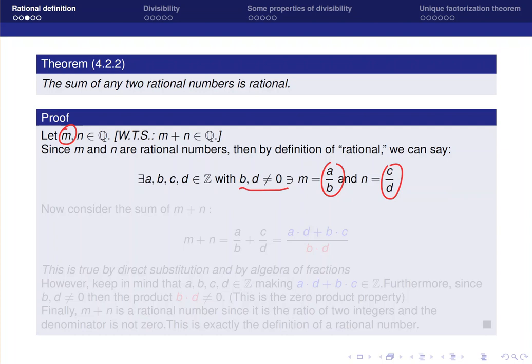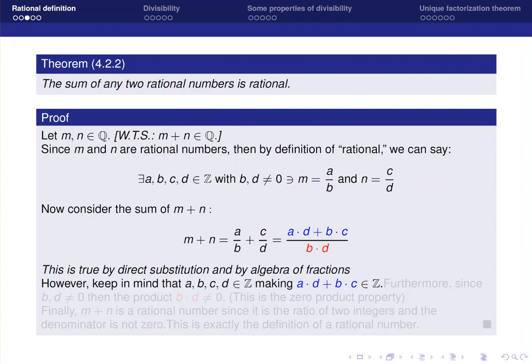Now keep in mind that I want to show something about the sum of m and n. So let's consider the sum, which by direct substitution would be a over b plus c over d. Now keep in mind that a, b, c, d are all integers, so the sums and products of integers will still be an integer. Furthermore, b and d were separately not equal to 0, so their product is also not going to be equal to 0. This is what we know as the zero product property.